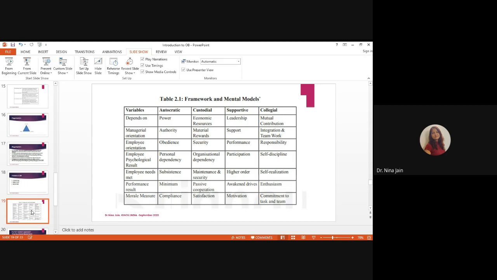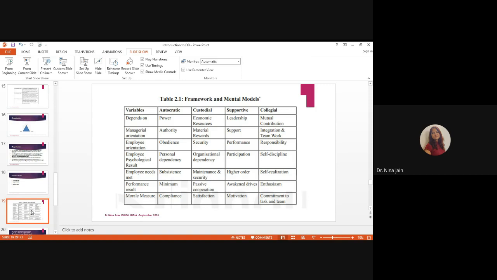Second is the custodial model. In the autocratic model, power is used by the managers, which develops a feeling of frustration and aggression towards their boss or maybe family and the social circle in which they belong. Thus, the progressive managers felt that there must be some way to develop better employee relationships so that insecurity and frustration could be dispelled. So the custodial model depends on economic resources. If an organization does not have the wealth to provide pensions, pay, and other benefits, it cannot follow the custodial model.